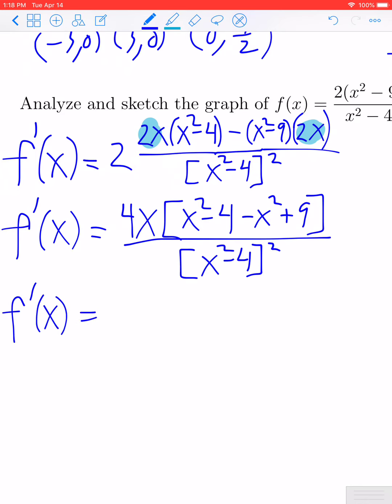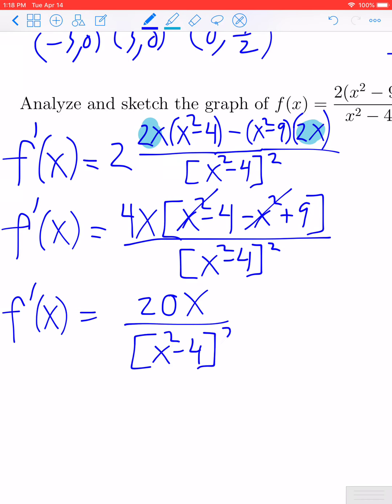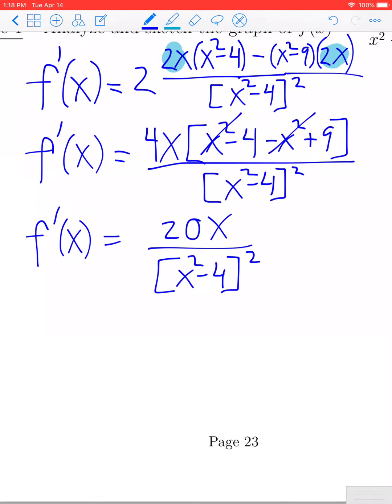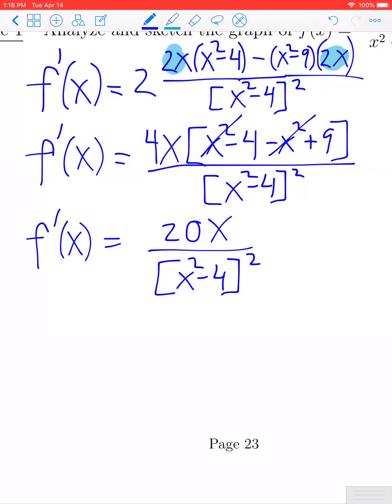F prime of x is equal to, notice that in the numerator, the positive x squared and the negative x squared cancel. We have negative 4 plus 9, which would be 5. 4x times 5 would be 20x, all divided by x squared minus 4 squared. So we have our derivative.